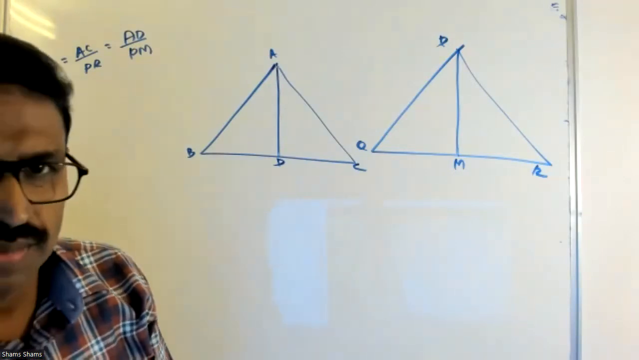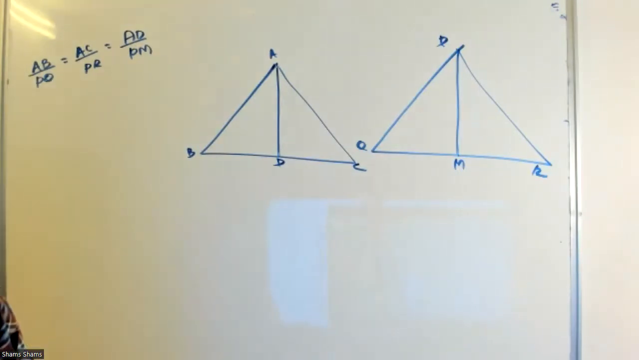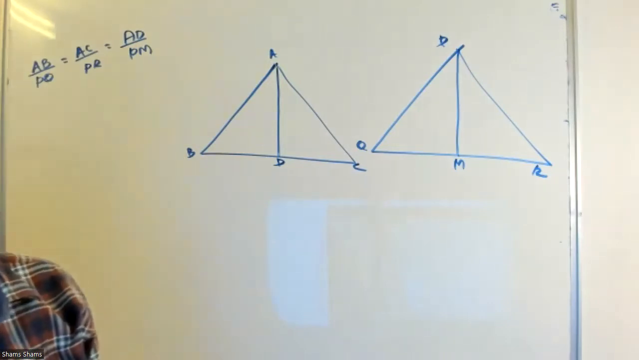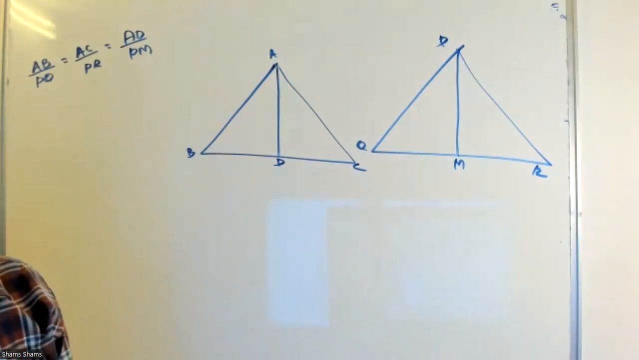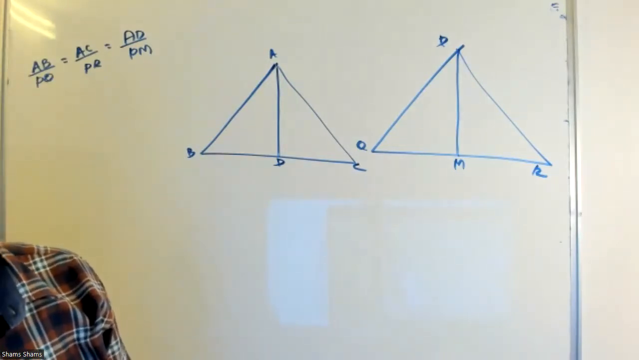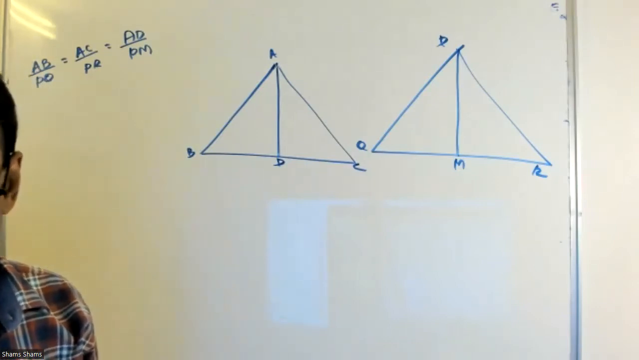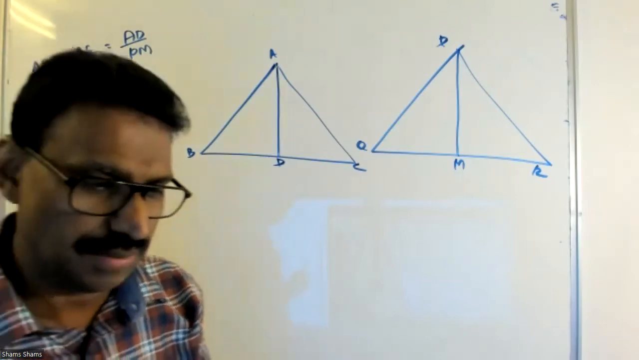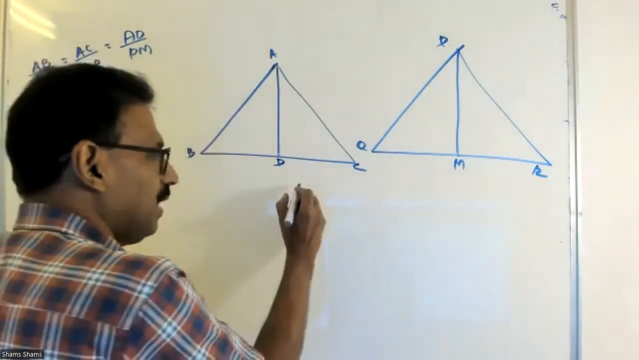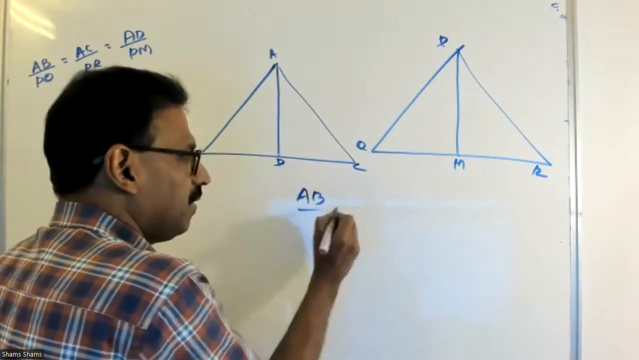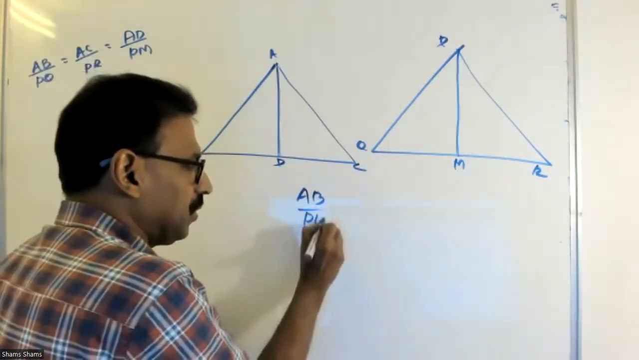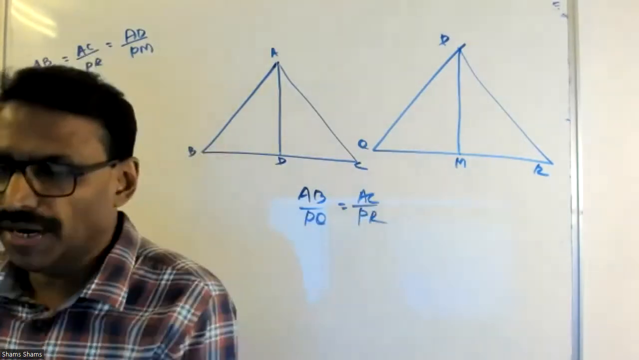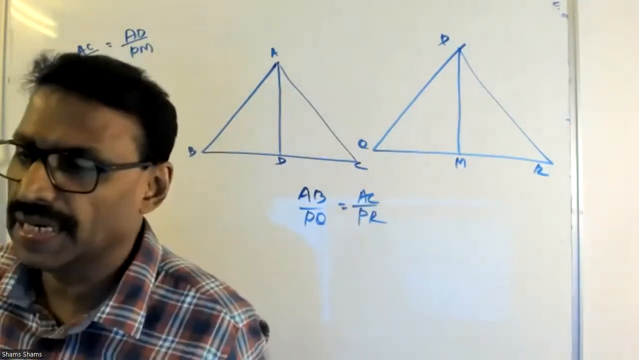Hey, come on. AB equal to what? No, not AD. Milan, you said already, you're right. Already we have AB divided by PQ equal to AC divided by PR. So one point is enough to show these triangles are similar.